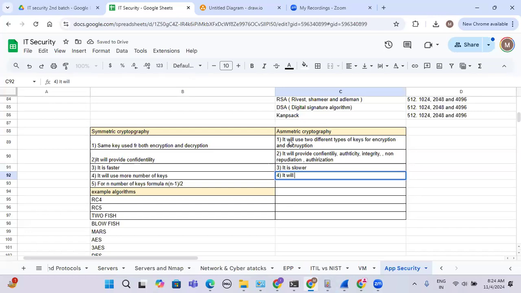Next, it uses fewer keys, and the formula for n number of keys is 2n. Now the example algorithms we already discussed: one is RSA, second is DSA, the digital signature algorithm, third is Diffie-Hellman, fourth is knapsack, and next is ECC, elliptic curve cryptography. These are a couple of algorithms on the asymmetric side.